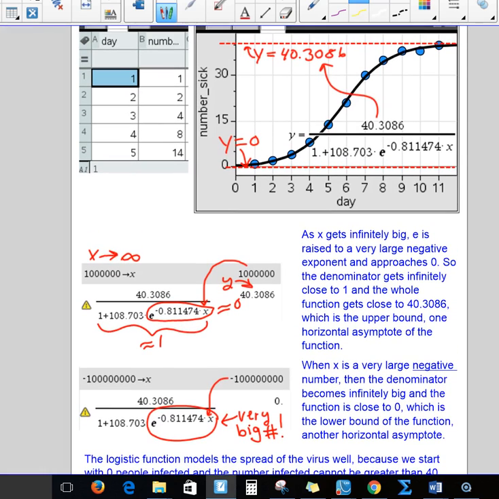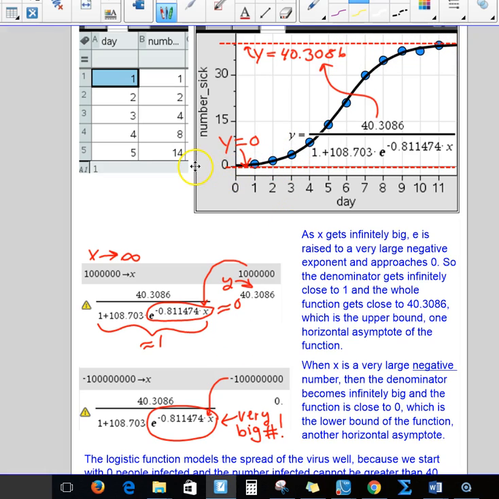I wanted you to notice a couple things about this equation. If I put a very large number in for x, since this is a negative exponent, e to a very large negative exponent is a decreasing exponential function, and the larger x gets, the closer that function gets to 0. So when x is extremely large, this whole value becomes 0, and I just end up with 40.3086 over 1, or 40.3086. So the larger x gets, the closer y gets to 40.3086, which becomes my upper bound, or a horizontal asymptote. The graph never gets bigger than this number.